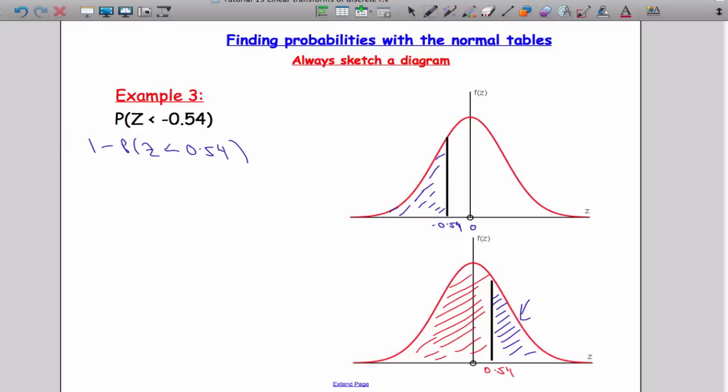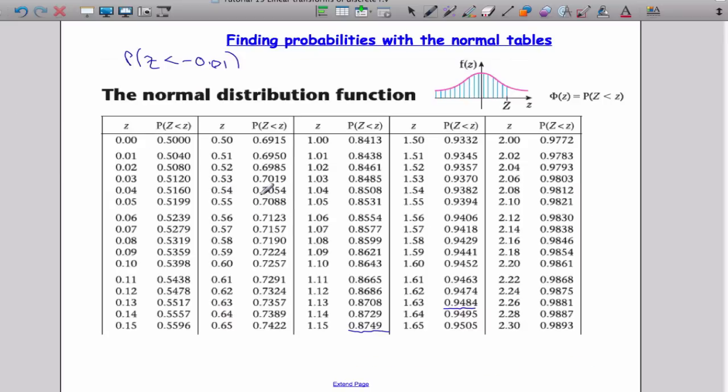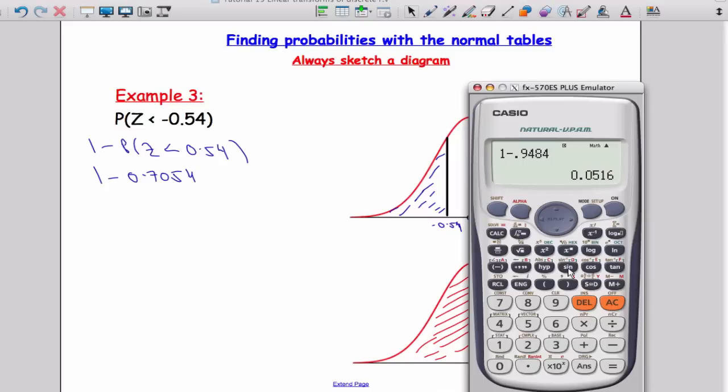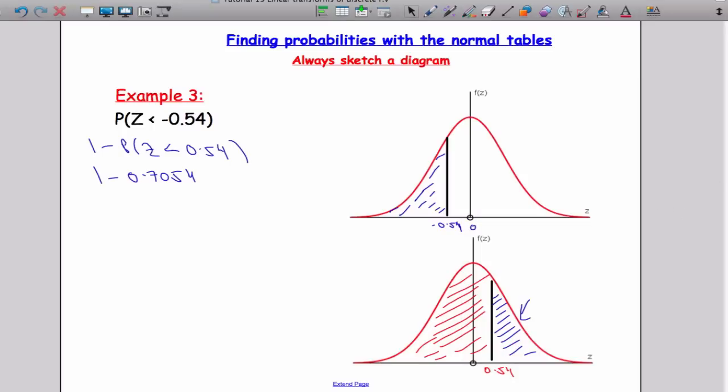So let's return to our tables. It's going to be 1 minus 0.54 is here, which is 0.7054. So let's take out the calculator. 1 minus 0.7054 gives me 0.2946. So the symmetry of the normal distribution is really, really important to help us answering questions.